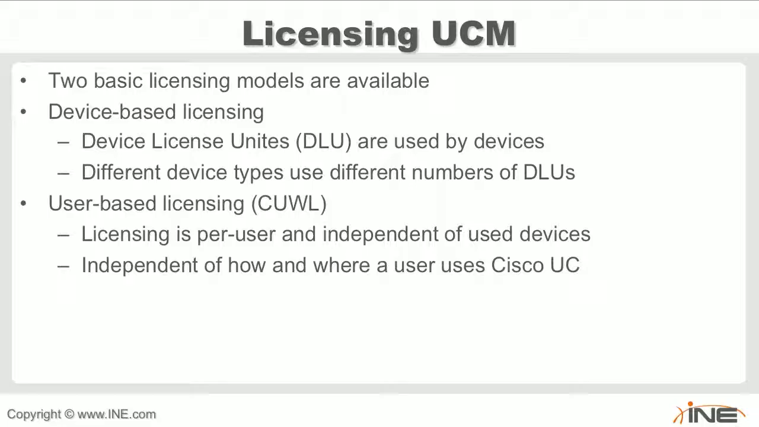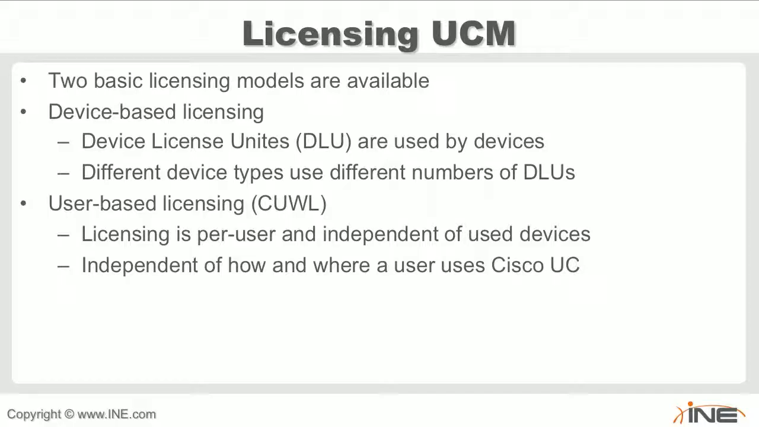So it typically depends on the capabilities of the phone. If I have a phone that has 2 buttons and does not support video, it's going to use less DLU than a phone that has 6 buttons and supports video. And if I have a phone that has 6 buttons but does not support video, it's going to use less. So for instance, maybe a 7960 is going to use fewer DLUs than a 9971, which has 6 lines and supports video natively. Okay.